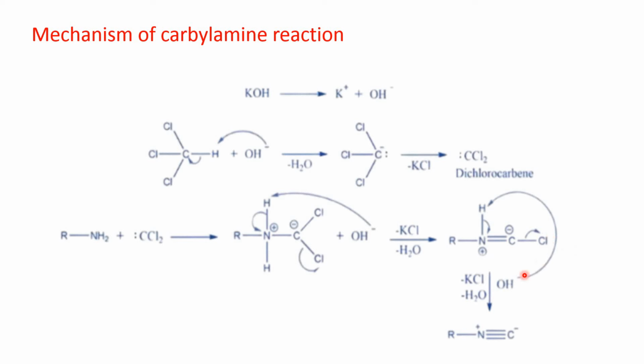Again the same thing is repeated. Alkali will take this H plus, so that this positive charge is neutralized, and from here chloride is removed. When chloride is removed, this negative charge will be neutralized, but this lone pair of electrons will form the triple bond now. So nitrogen once again becomes positive and carbon becomes negative. So this is alkyl isocyanide.